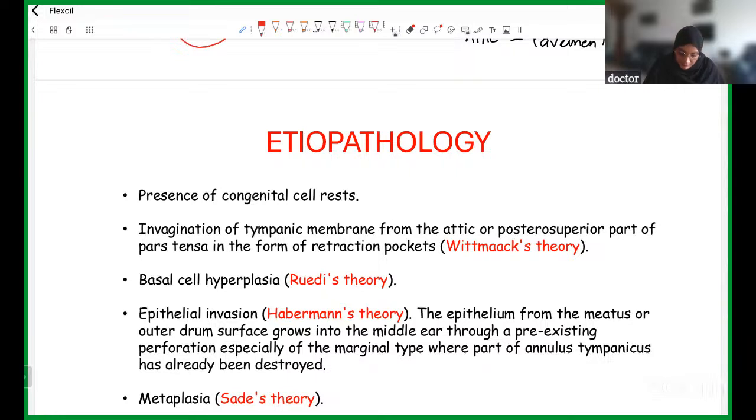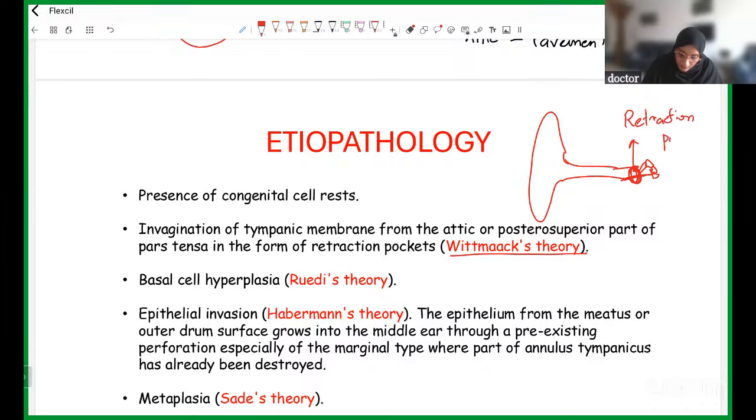What actually happens in Whitmark theory is that the tympanic membrane is invaginated from the attic or posterior superior part of pars tensa, in the form of a retraction pocket. Let's assume this is your ear, this is the eustachian tube, middle ear, tympanic membrane. We have pars tensa here, and these are your ossicular bones. If you have cholesteatoma, here you might develop a retraction pocket. So invagination of the tympanic membrane from the attic or posterior superior part of pars tensa in the form of a retraction pocket is known as Whitmark theory.